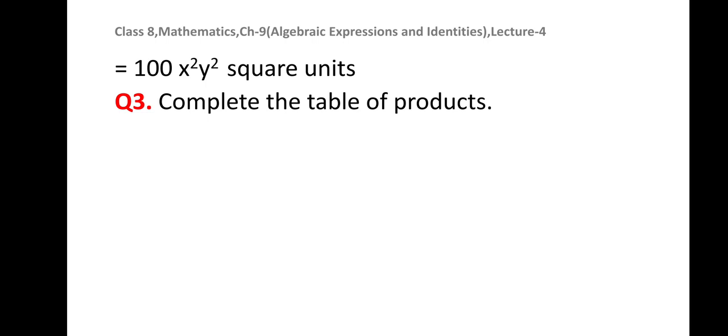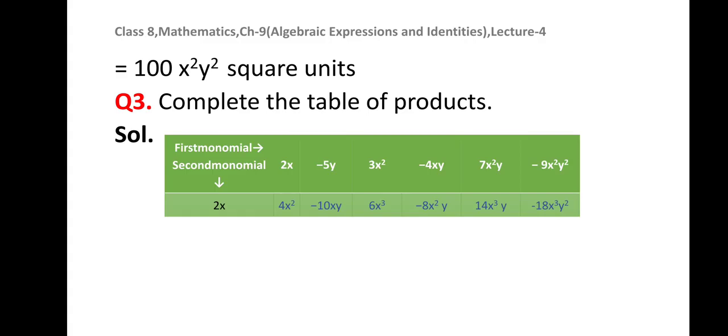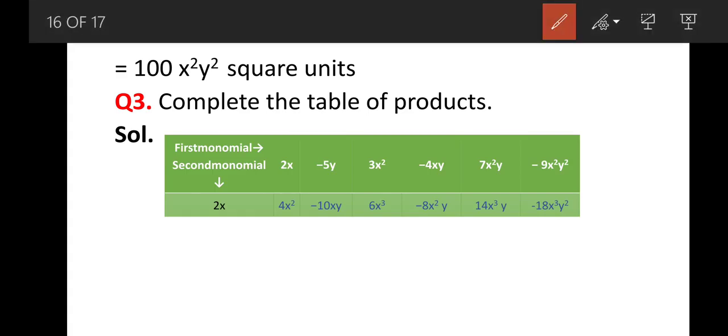Dear children, as I told you, for question number 1 and question number 2, a few parts I have discussed in this lecture. The rest of the parts you are supposed to do on your own. Similarly, in question number 3, you are supposed to complete the table. I am just discussing the first part so that you come to know how to do the multiplication. This is the table given to you. The first monomial is written this way, and the second monomial is present here like this.